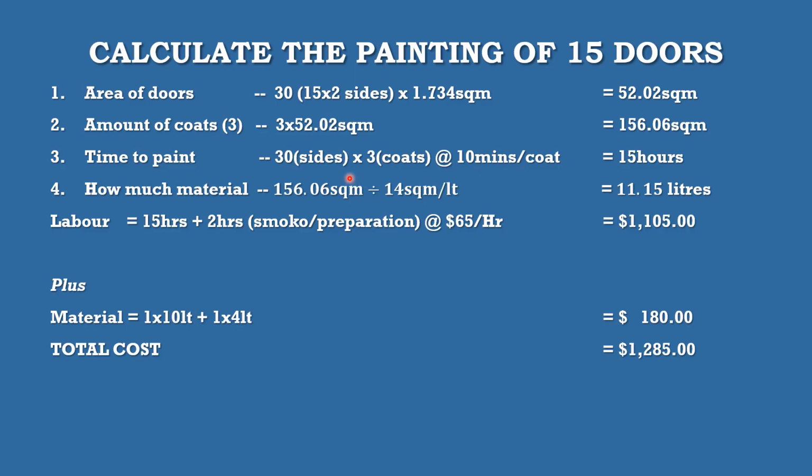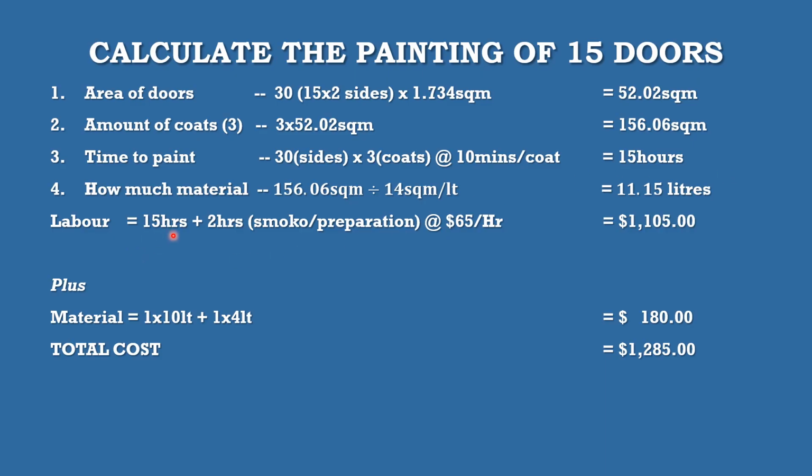And time to paint, you've got 30 sides, 3 coats. Let's say we can paint them in 10 minutes per coat per side. So that gives you about 15 hours to paint them. Material, 156.06 square meters, so that's 52.02 multiplied by 3, divided by the spread rate of the material, which is 14 square meters per litre, gives you 11.15 litres of paint.